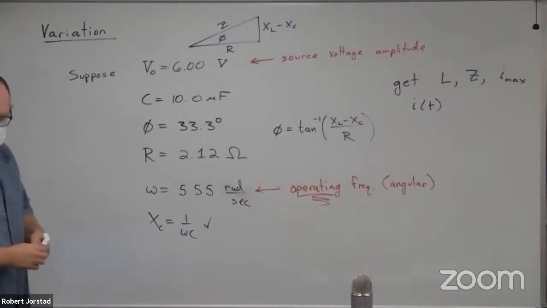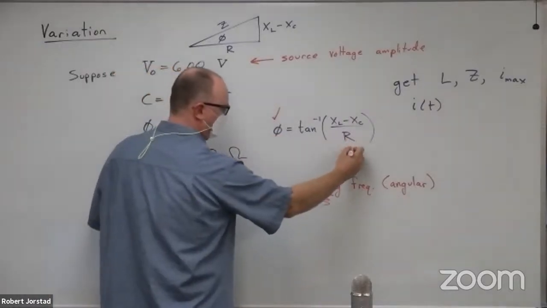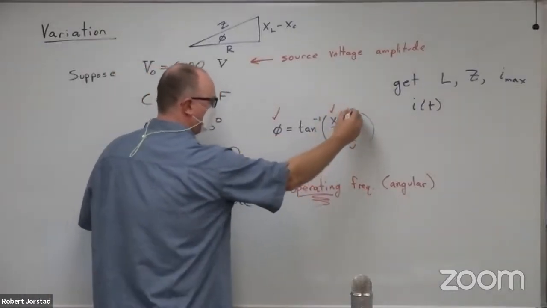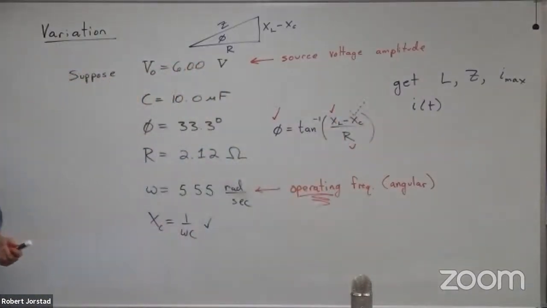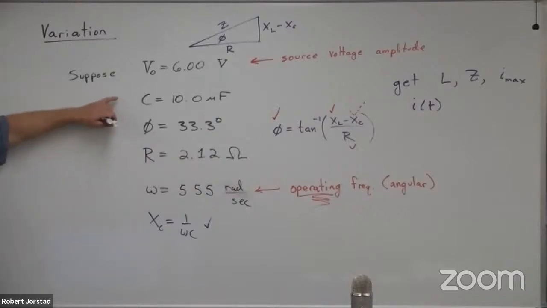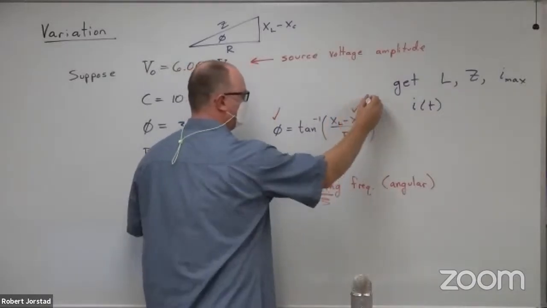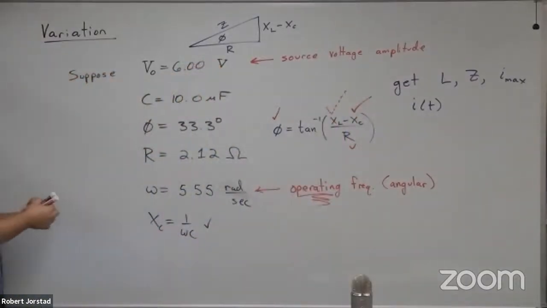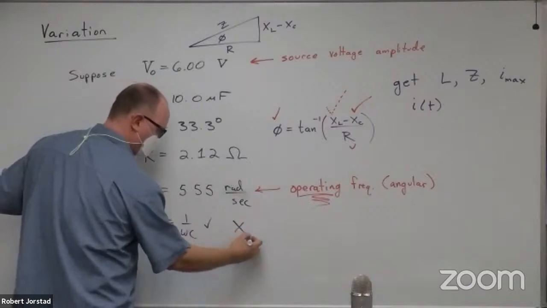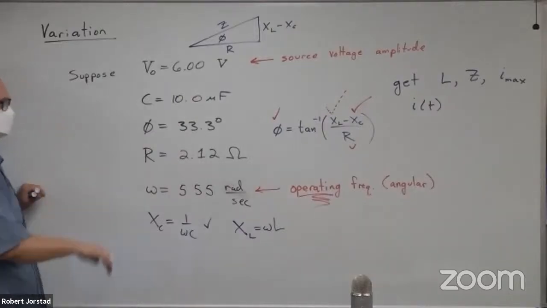Now let's take a look in here. Phase angle, we've got it. Resistance, we've got it. XC, we've got it. Do you agree we should be able to get XL? Oh, whoops, I switched it. My bad. We know XC, so we should be able to get XL. Nice job. And then what's the equation for XL? Remind me. Omega L. Since we know omega, we can get L.